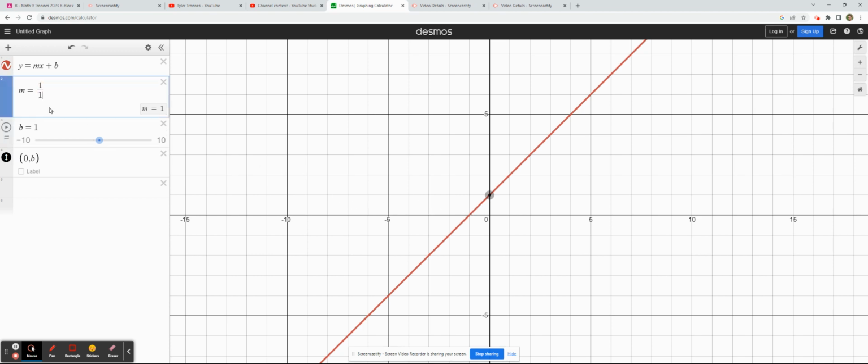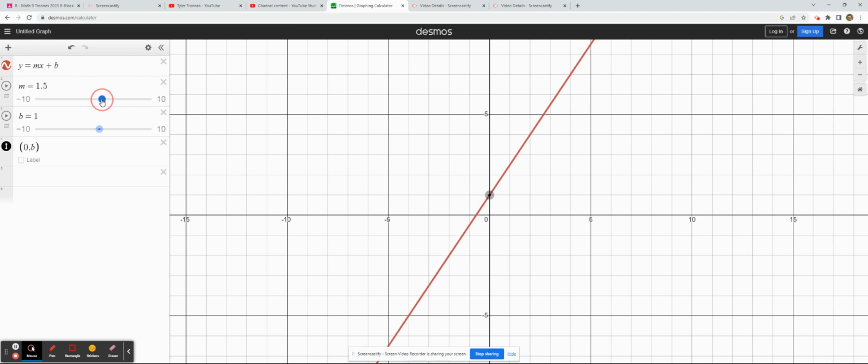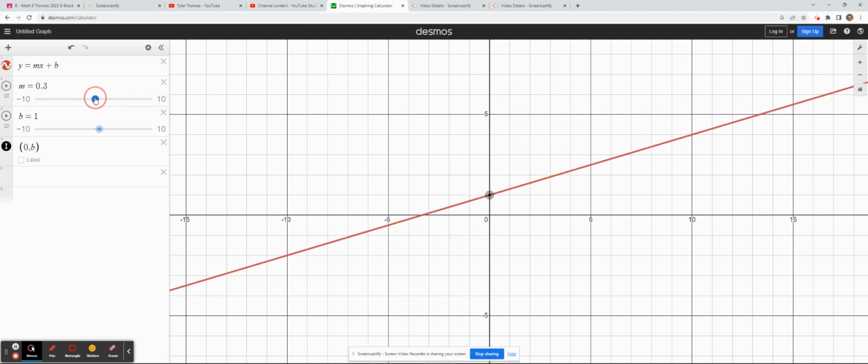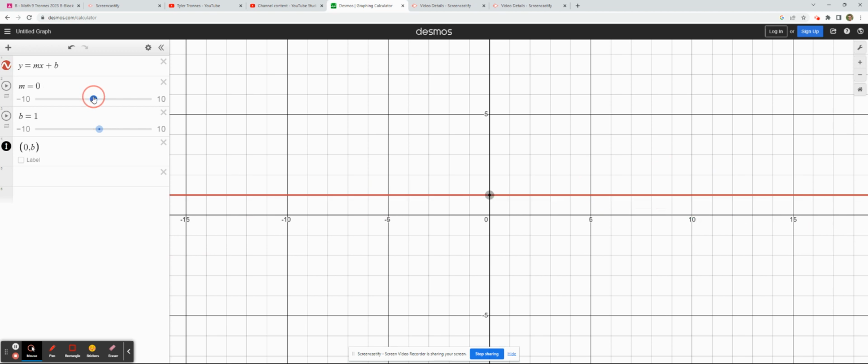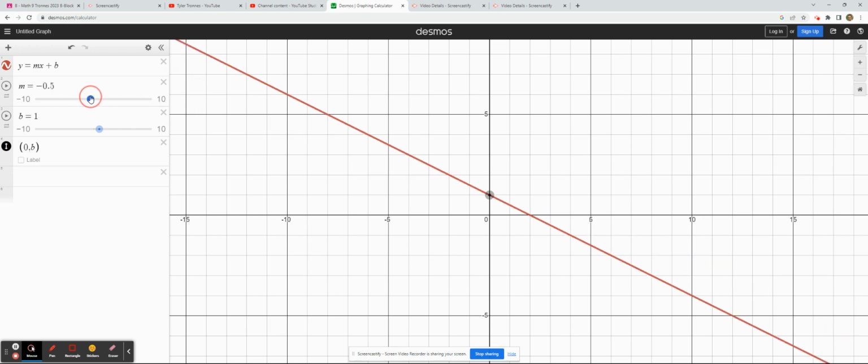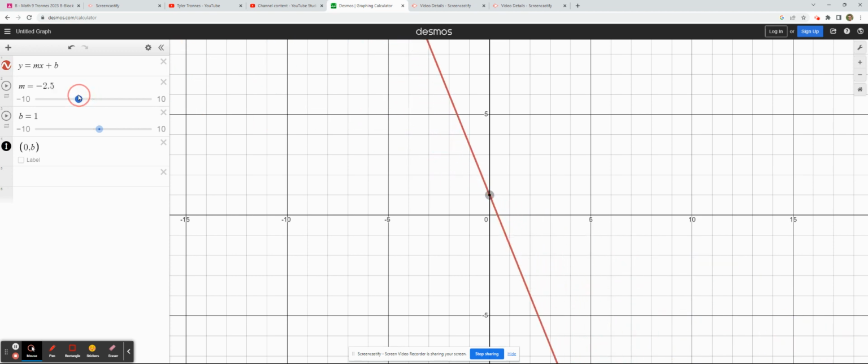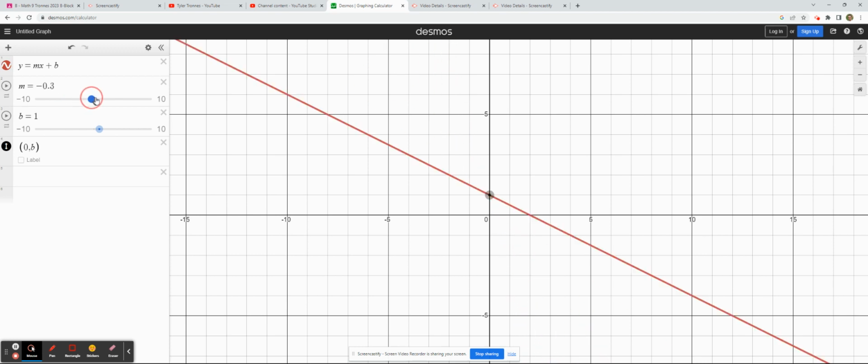Now what happens if I just have sliders? A slider allows me to show what happens as m changes. As m gets bigger, which means increasing the rise, I get steeper and steeper, a really steep line. If I go to 0, I get the 0 slope, a horizontal line. And if I go negative, I start to get a downward slope, steeper and steeper as I make it bigger.